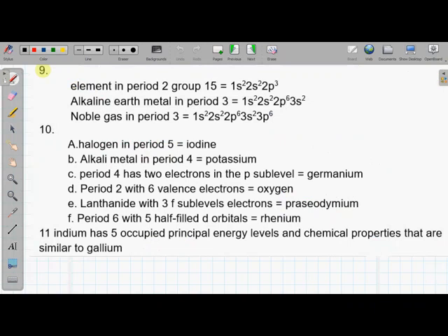Number 11, indium has 5 occupied principal energy levels and chemical properties that are similar to gallium. Because they're in the same group, elements in the same group have similar properties.